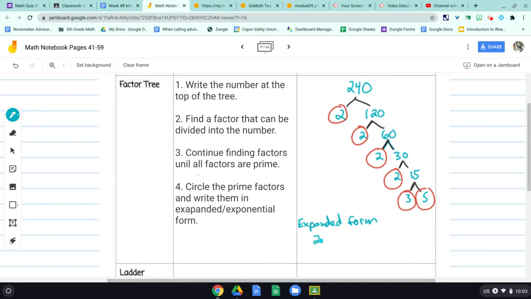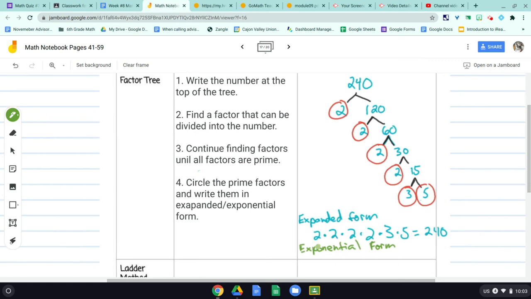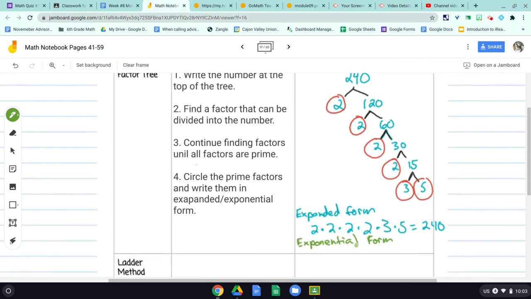They'd be written as 2 times 2 times 2 times 2, which is four 2s, times 3 times 5. And that should equal 240. I'm certain of it. And then I can also write it in exponential form. Let's see, we have 2. How many times are we multiplying the number 2? 1, 2, 3, 4. So 2 to the 4th power times 3 times 5 equals 240. So I can write it in exponential form and save a little space as well.